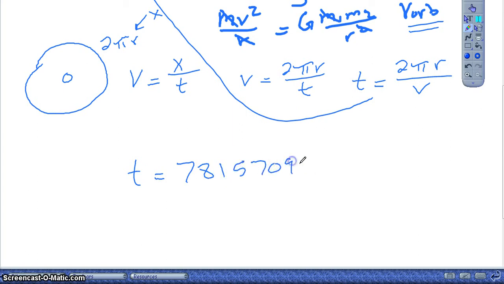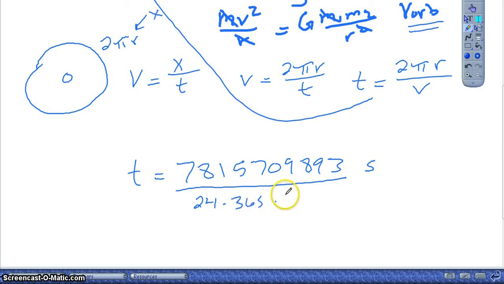I'm just going to go ahead and write this out, not in scientific notation. Right? So this is how many seconds we have, and then we need to make sure we convert that to years. So we need to divide it by 24 hours, 365 days, and then, I know I did this out of order, 60 minutes per hour, and 60 seconds per minute. So I need to make sure I convert that from there.